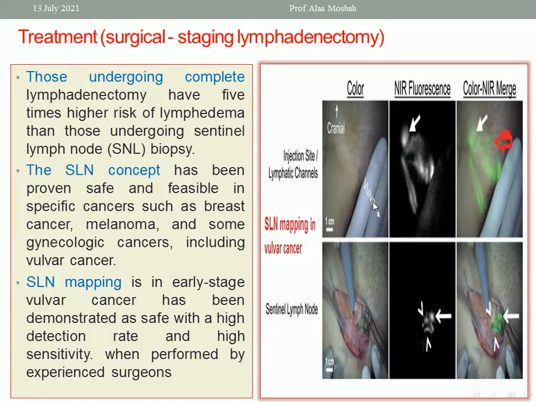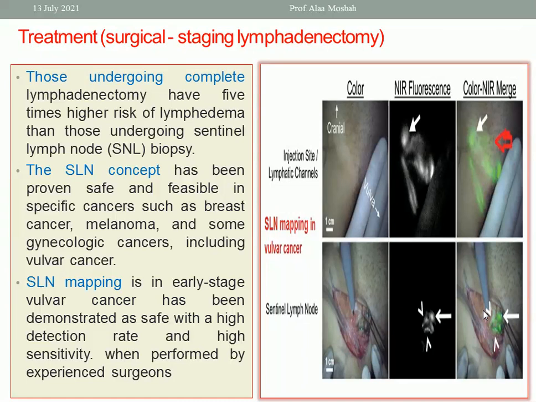As you see in the picture here, this is sentinel lymph node mapping with injecting the dye, and the fluorescent green dye can be seen here. The sentinel lymph node is the first to receive or drain the malignancy. So I can know it by injecting this dye, which passes through the lymphatic channel to the lymph nodes, and I can know during the operation which one is the sentinel lymph node. I can take a biopsy and send for histopathology to see if it is positive or not. If positive, I can continue the pelvic lymphadenectomy.